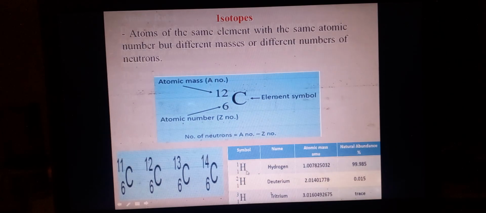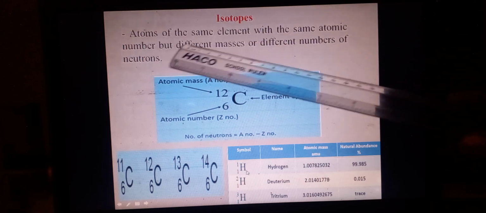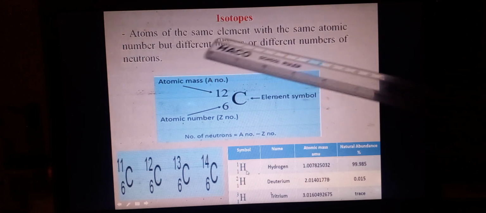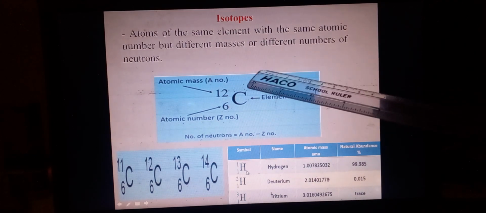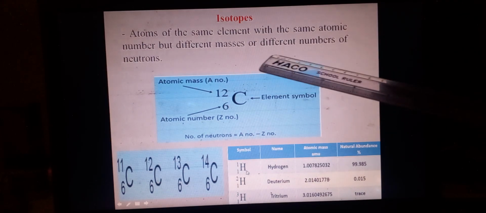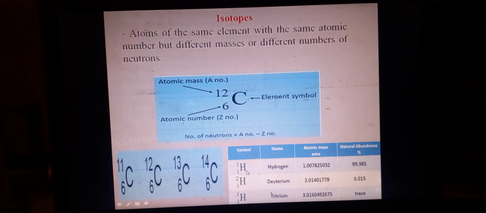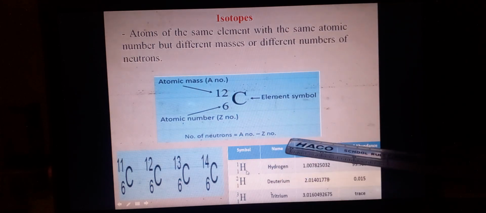So now we want to look at isotopes. So what are isotopes? You discover that isotopes are atoms of the same element with the same atomic number but different mass numbers, or we talk about different number of neutrons. In chemistry, you have various elements which normally exhibit isotopes, but we have other elements which don't have isotopes. So now we want to look at some of the elements which exhibit isotopes.